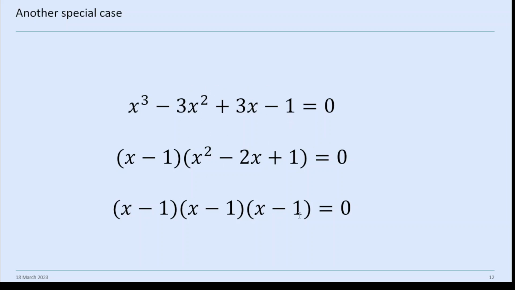And then (x minus 1) times (x minus 1) is x squared minus 2x plus 1. That's easier. x times x is x squared. Minus 1 times x and minus 1 times x gives us minus 2x. And then minus 1 times minus 1 is plus 1.